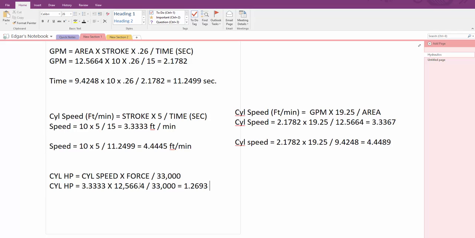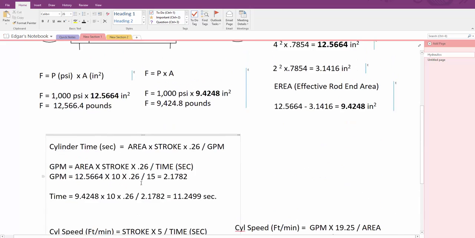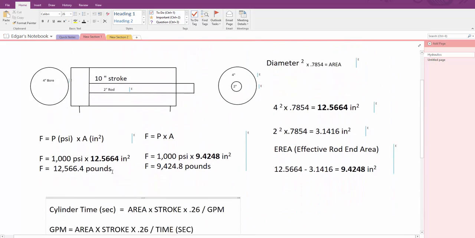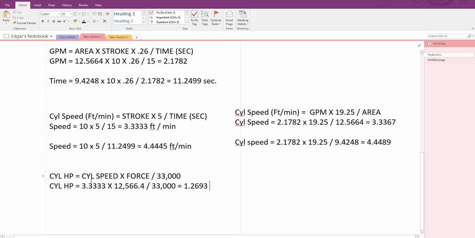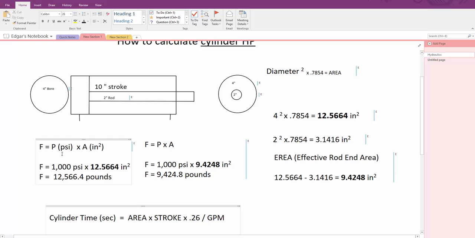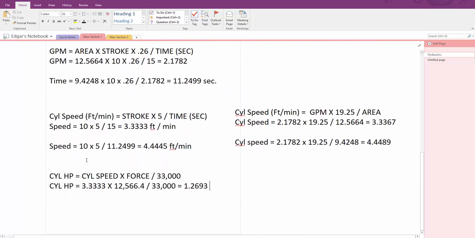equals 1.2693 horsepower that is going to be required on the cylinder to extend at the speed that we need using the 1000 psi. Now that is on the extension side of the cylinder. What if we want to calculate the retraction side of the cylinder? How much horsepower are we going to need?